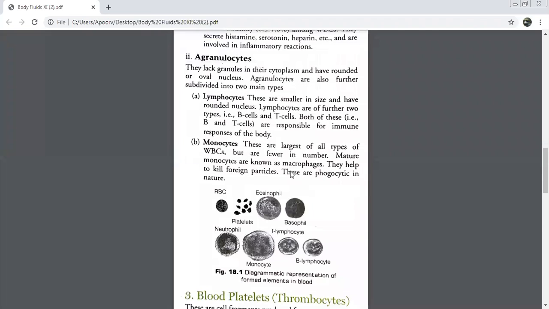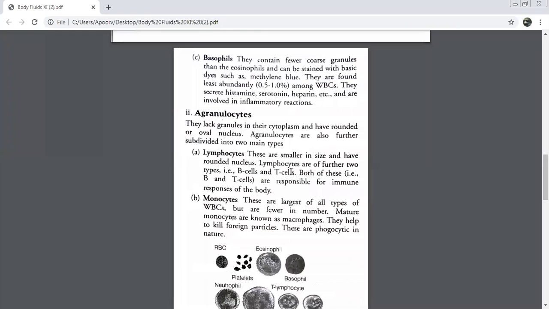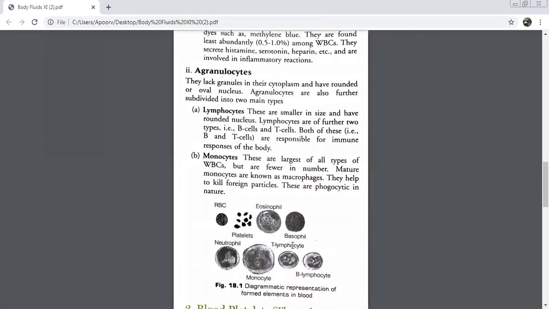So let's go back very quickly. Agranulocytes, I'll give you 1 minute to read. Also see the figure, all of you: RBCs, platelets which I have not done with you, eosinophils, basophils, neutrophils, monocytes, and T lymphocytes and B lymphocytes. Let's discuss it once again.